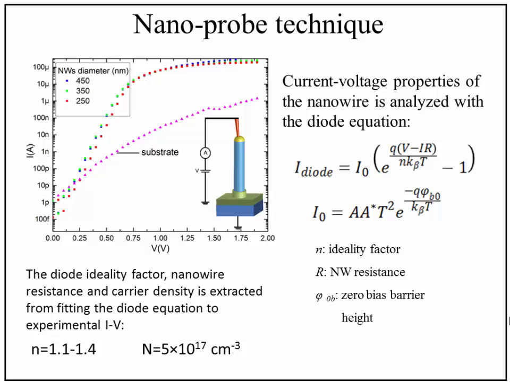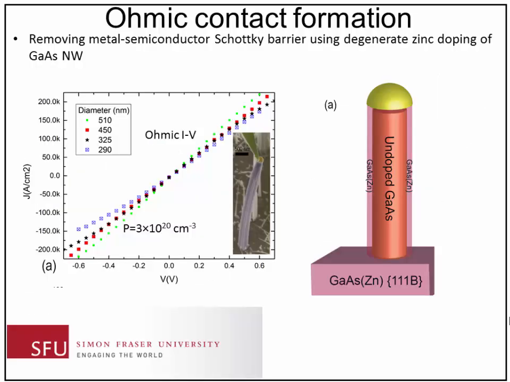can be controlled and extracted from the fitting to the data. We have mid-10^17 for these gallium arsenide nanowires. The next one is making ohmic contact. If you want to make a tunnel diode, you have to have ohmic contact with the devices.